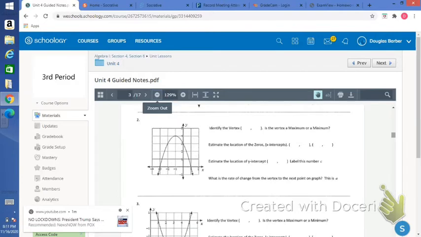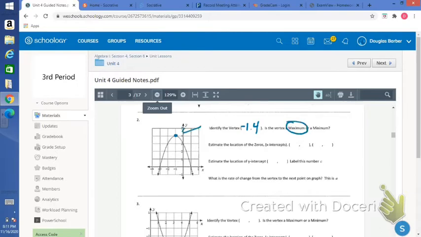Alright, number 2. Identify the vertex. So here's the vertex. And that is the ordered pair -1, 4. Is this vertex a maximum or a minimum? It's going to be a maximum because there is no point on the graph greater than the vertex. It's a maximum point.